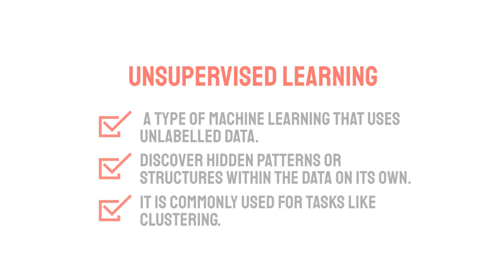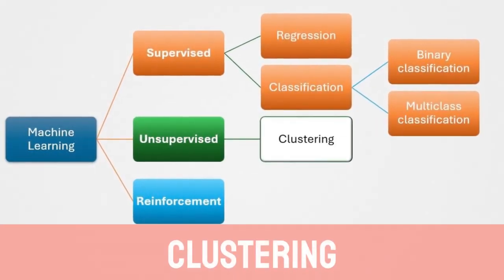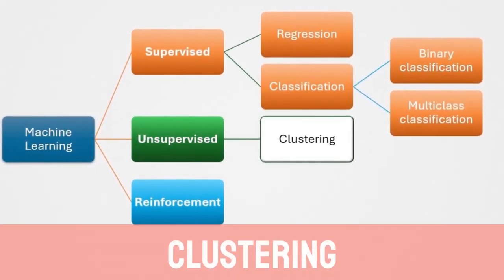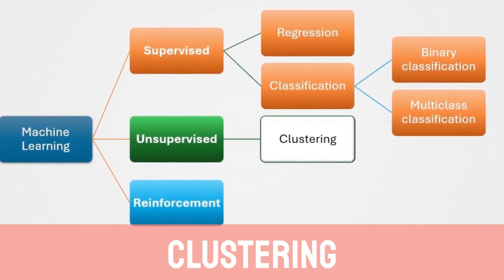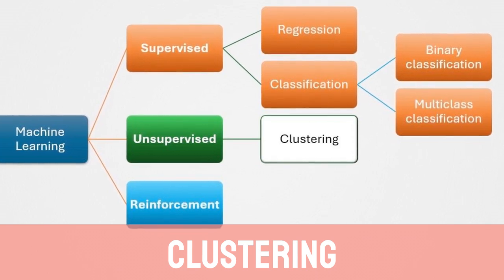Think about a company trying to understand its customers. With an unlabeled dataset of customer information, an unsupervised model can find patterns on its own and group customers into different segments, for example, frequent shoppers or first-time buyers. The model discovers these categories without ever being told what to look for.